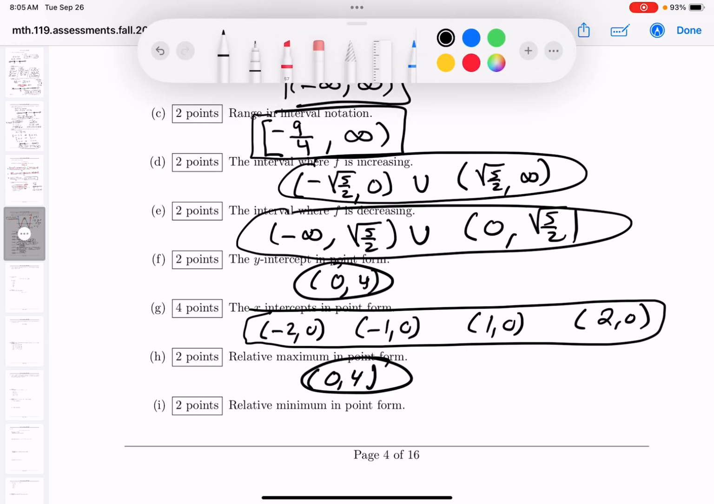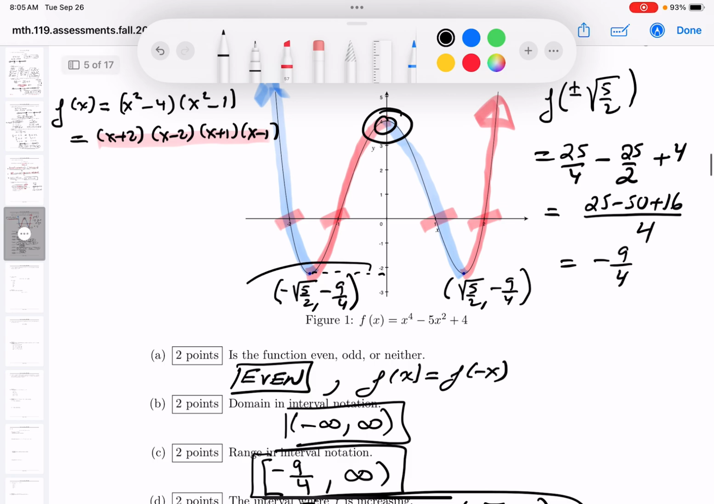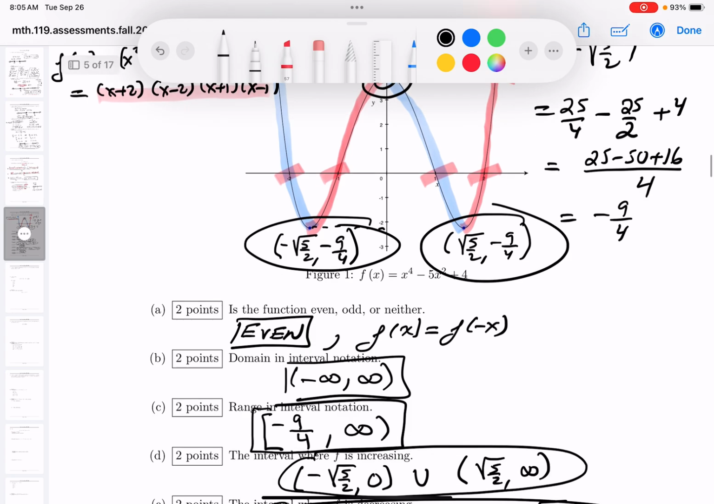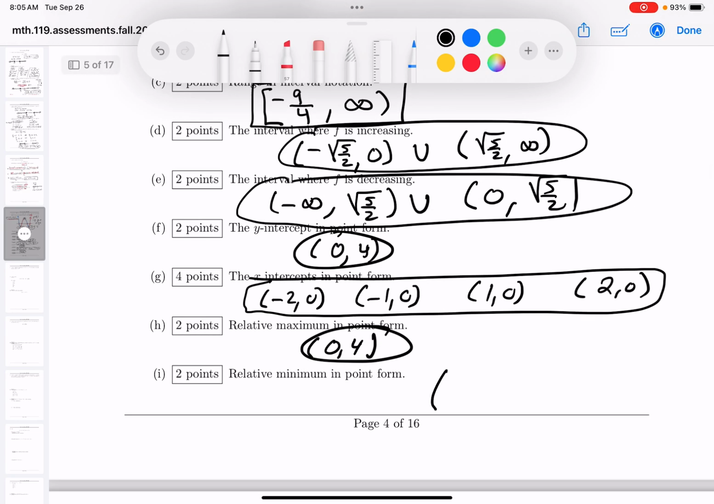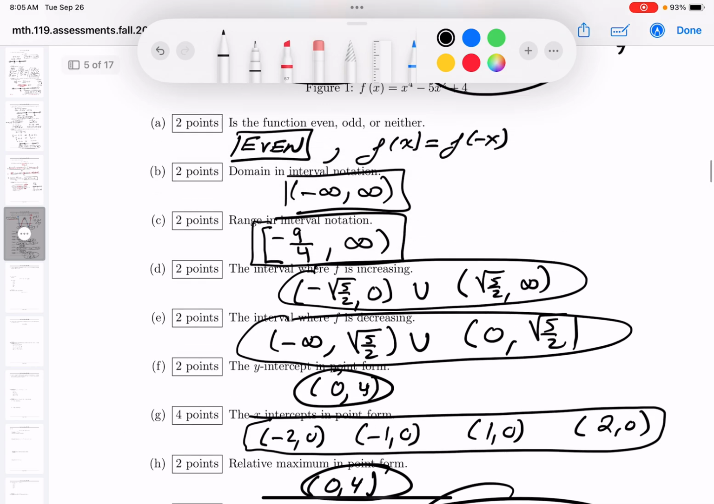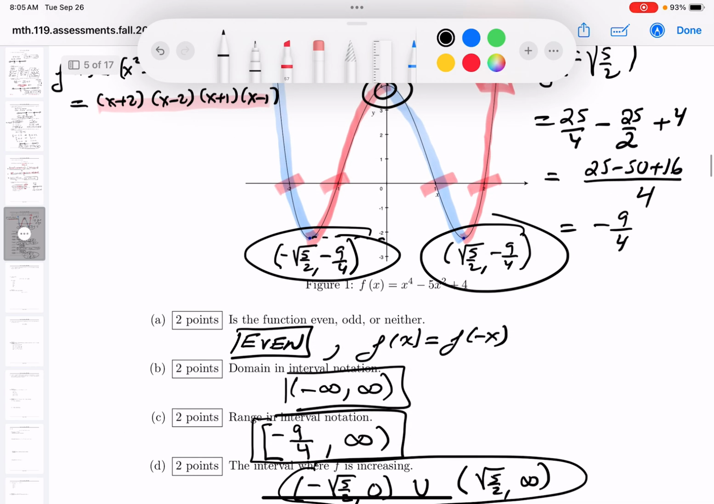All right, relative minimum points, let's look at them. I've got them right over here, and I'll write those down for you. One of them is going to be at minus root 5 over 2, comma, minus 9/4. The other point is going to be root 5 over 2, comma, minus 9/4. And there's 2 of them, and we see that right over here. And we're done. Thank you.